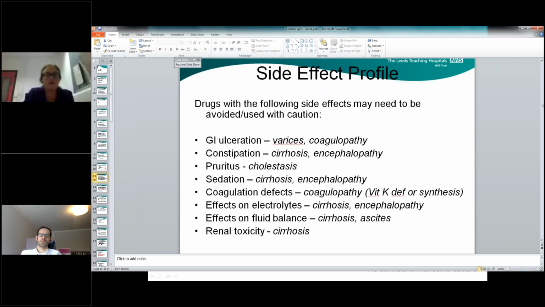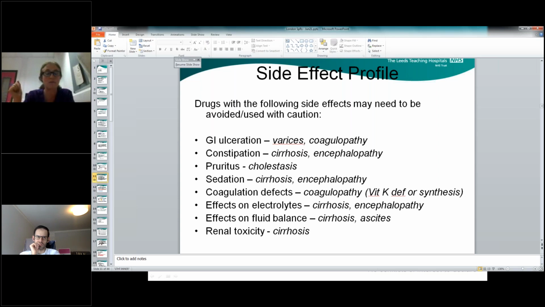The side effect profile is one that often gets overlooked, but actually is at least as important as the pharmacokinetics. So we need to be worried about drugs that cause GI ulceration, because if you've already got varices or a coagulopathy, obviously there's a risk of bleeding. Drugs that cause constipation are a concern too: in cirrhosis, we know that constipation can precipitate encephalopathy. So we don't want to cause constipation in a cirrhotic patient because that increases the chances of them becoming encephalopathic.